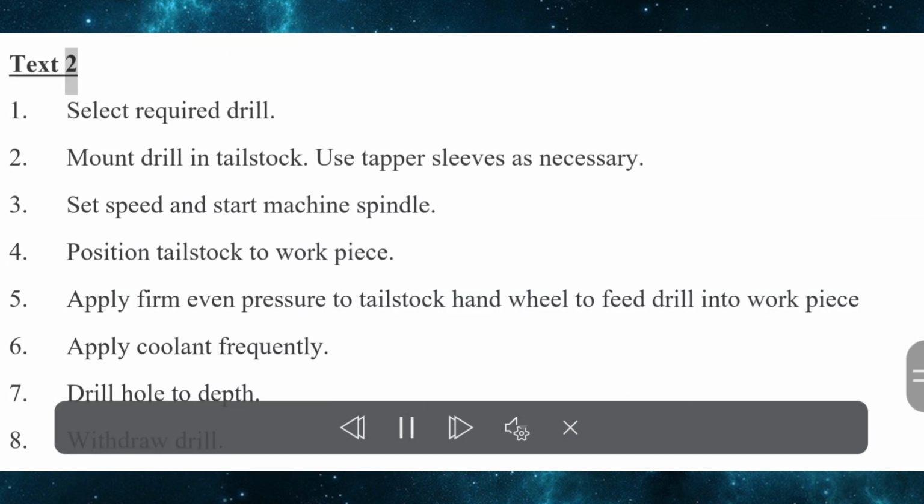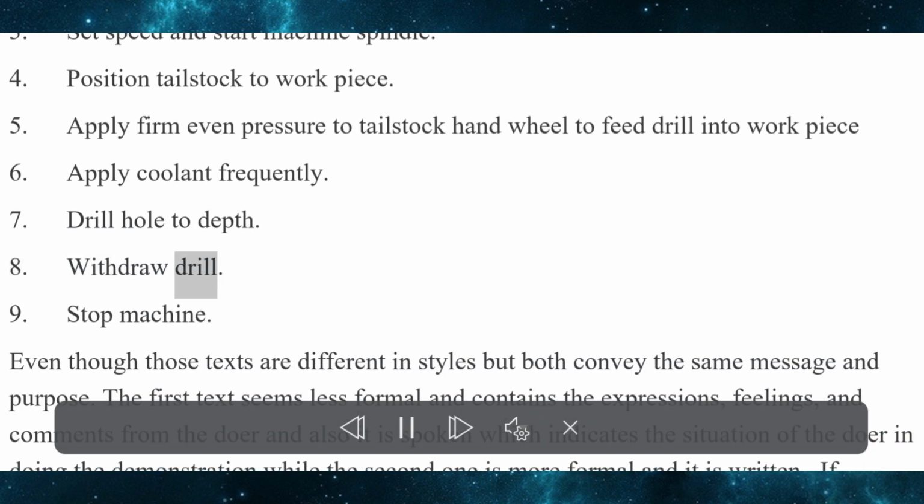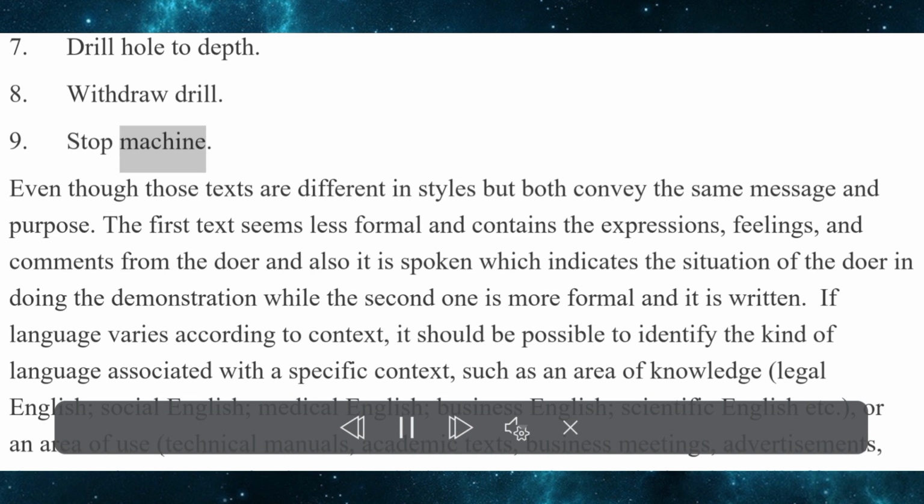Text 2. 1. Select required drill. 2. Mount drill in tailstock. Use taper sleeves as necessary. 3. Set speed and start machine spindle. 4. Position tailstock to workpiece. 5. Apply firm even pressure to tailstock hand wheel to feed drill into workpiece. 6. Apply coolant frequently. 7. Drill hole to depth. 8. Withdraw drill. 9. Stop machine.